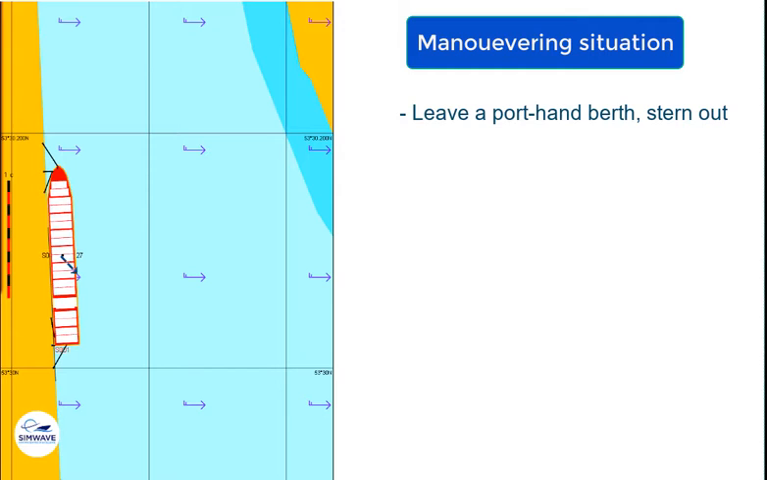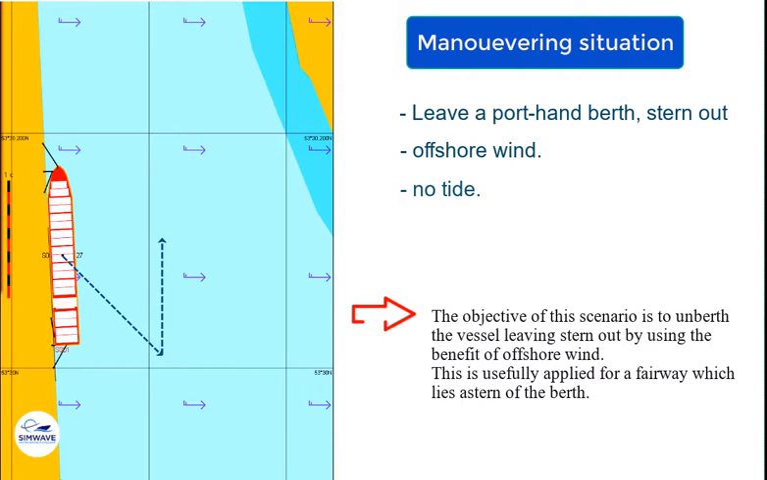This simulation run demonstrates how to handle a ship unberthing a port hand berth with stern out, in the offshore wind, and no tide. This is the same scenario number 9, however, the stern is released to leave the quay first. The objective of this scenario is to unberth the vessel leaving stern out, by using the benefit of offshore wind. This is usefully applied for a fairway which lies astern of the berth.